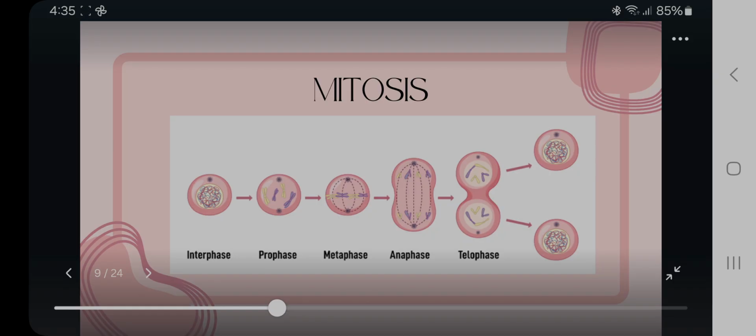And after all of this occurs, a membrane develops down the middle of the cell to divide it into two, and two identical cells are formed. And that's also known as cytokinesis.